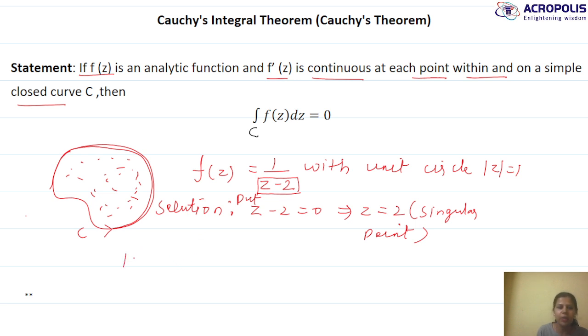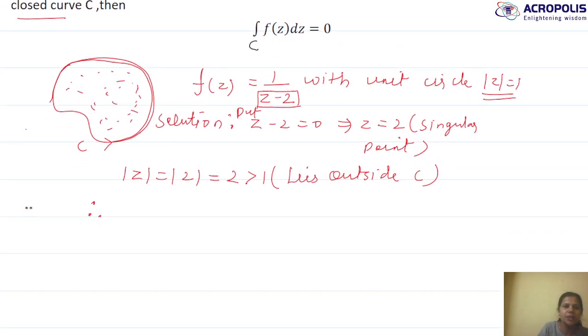Next, mod z equals mod 2, which is 2, and 2 is greater than 1. Why are we checking against 1? Because it is given as the unit circle, mod z equals 1. So 2 is greater than 1, which means this point 2 lies outside C. So according to Cauchy's integral theorem, the value of the integral dz upon z minus 2 is equal to 0.